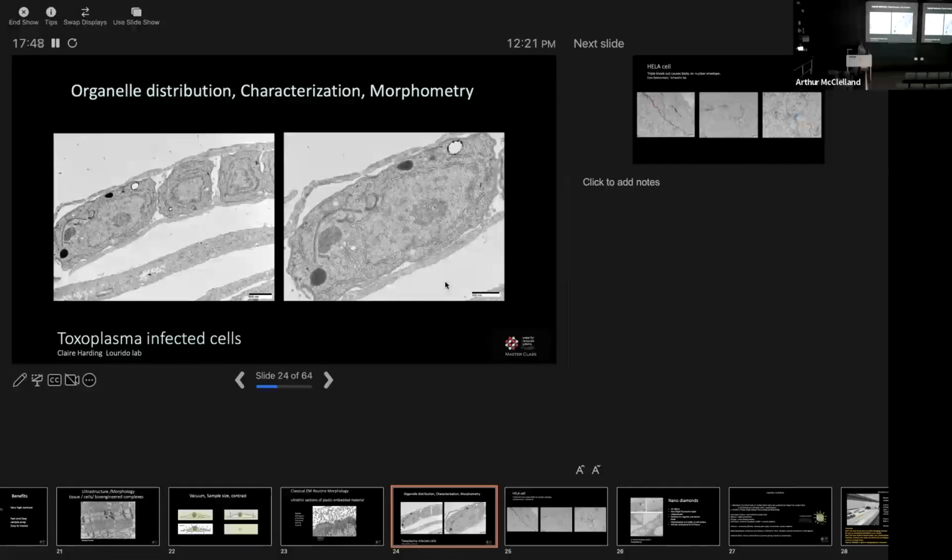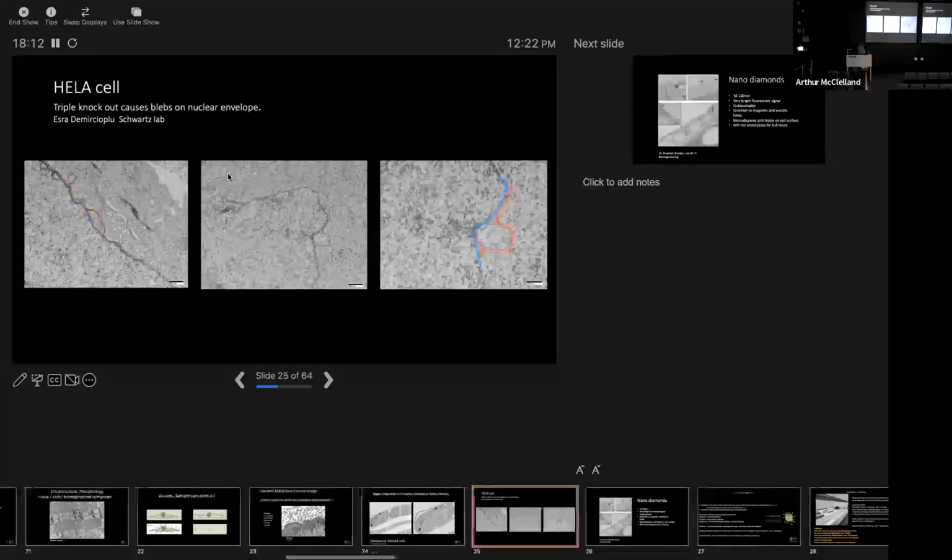So, working with some people in the Laredo lab considering toxoplasmosis, you can see what we can get with the routine morphology is very high contrast resolution of this parasite. And with ultra thin sections, we can see how this parasite is filling up the cell. Lots of questions that can be answered.